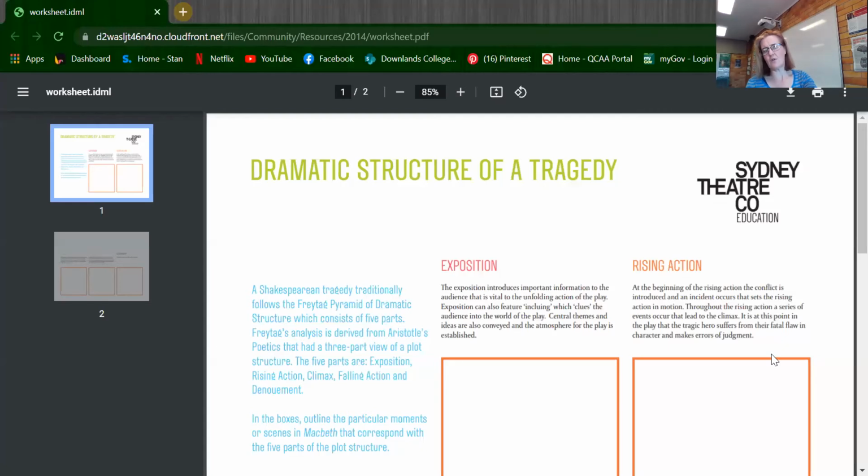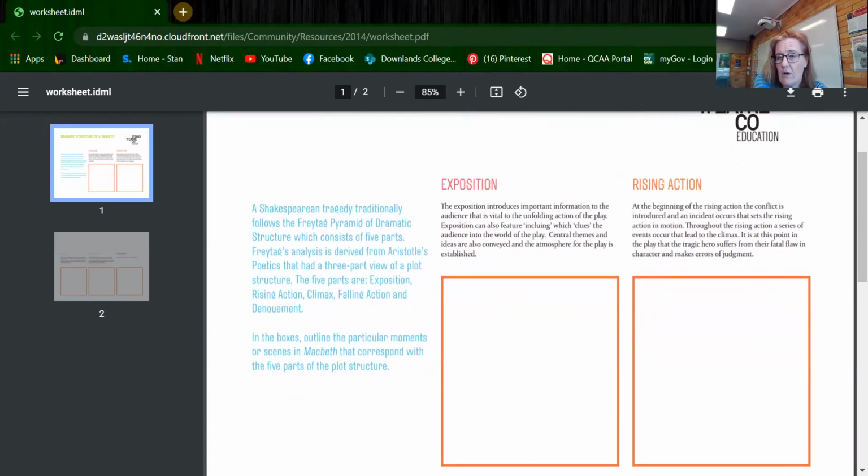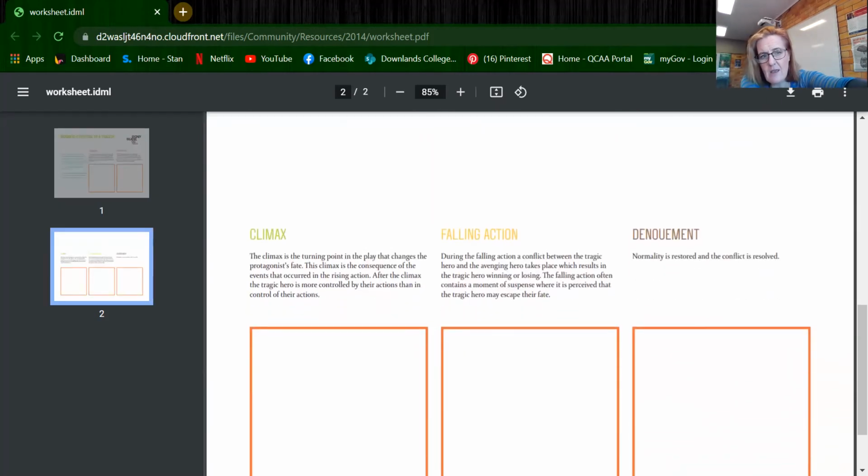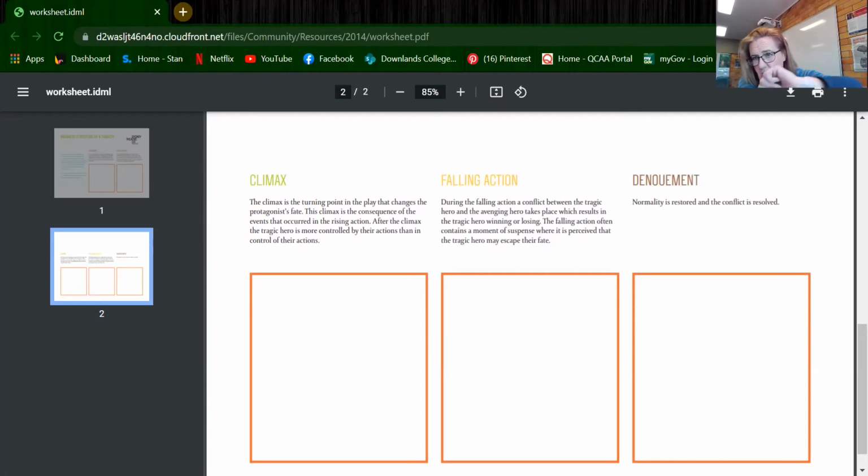So this comes from the Sydney Theatre Company education arm, and this actually teases out the Freytag pyramid of dramatic structure with a little box for you to write information in relevant to each of the 5 parts of the play. So the exposition, the rising action, and then on the second page, the climax, falling action, and denouement.